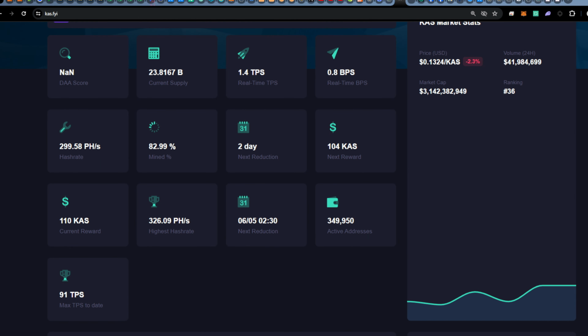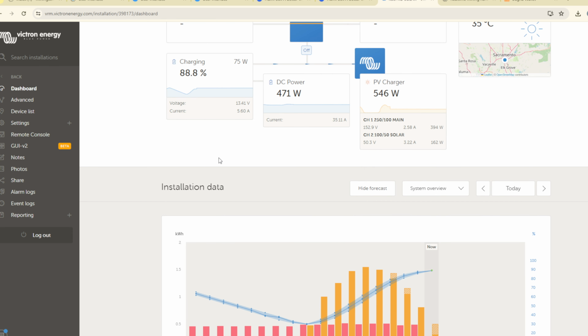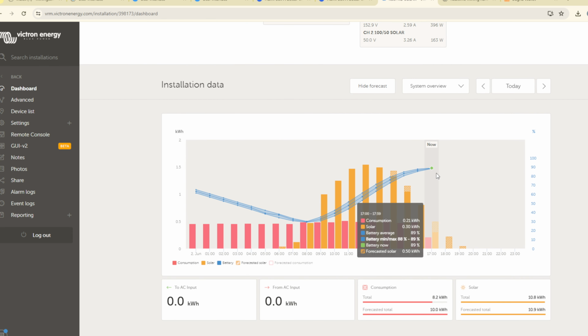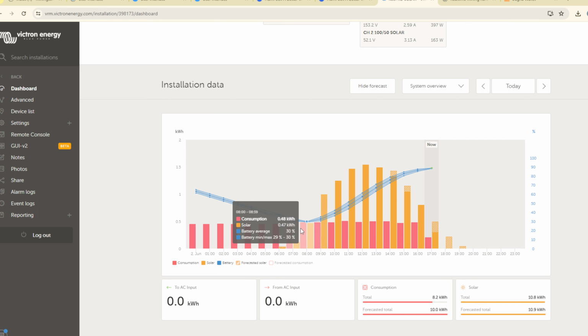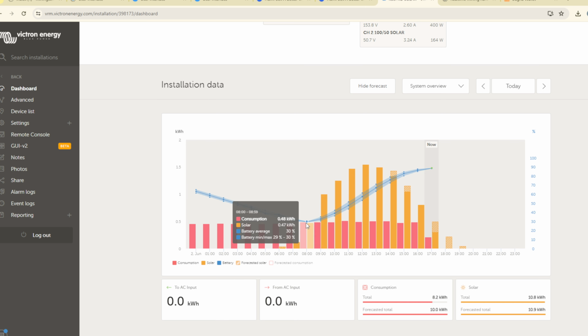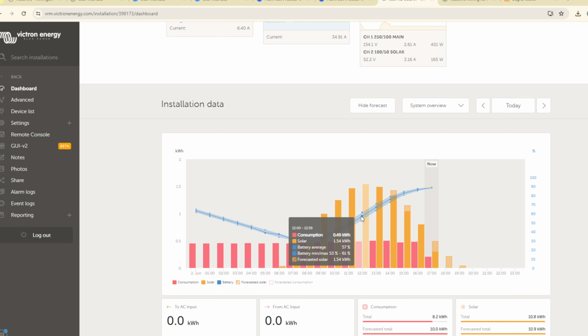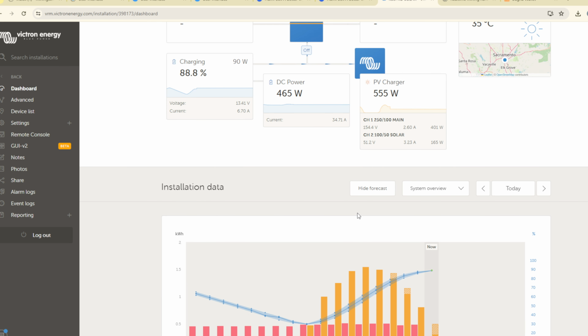So let me show you guys my setup. I didn't have an update for a little bit. Right now, it's already charged to almost 90%. So it's going every day from 30 to 90%. I'm only using 60% of my battery capacity, which is 10 kilowatt. I could use more, but I need a couple more solar panels.